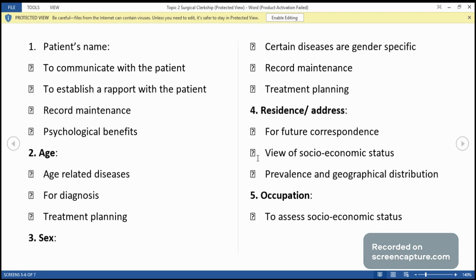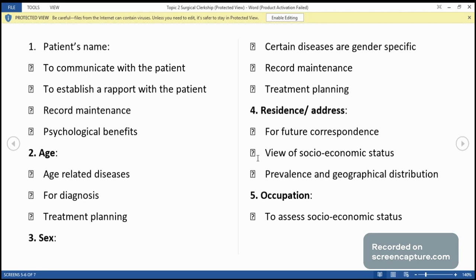So that is to certain diseases which are actually being suspected because they are diseases which are gender specific. Record maintenance, we need a sex to differentiate male from female in our records. Okay, treatment planning, medication for male and medication for female. Some medication are contraindicated in females who are pregnant. Okay, some medication can also be contraindicated in males.